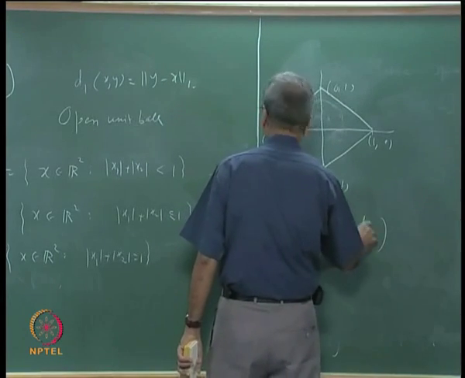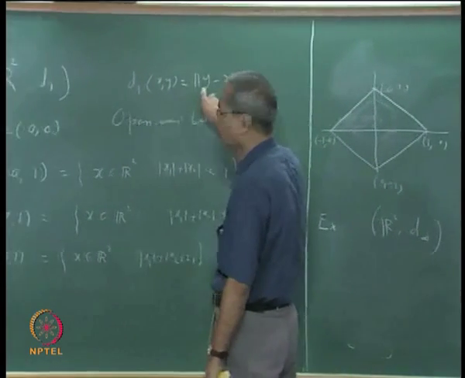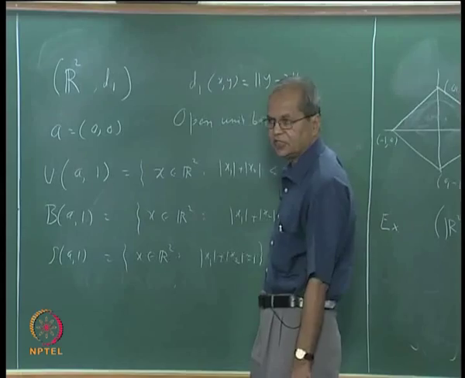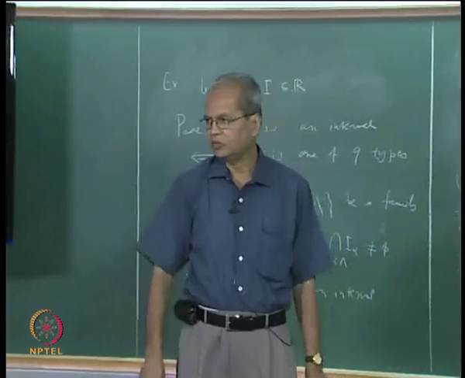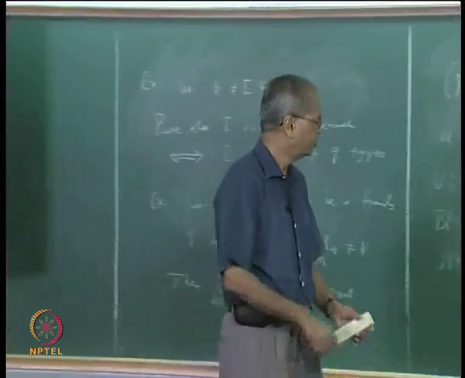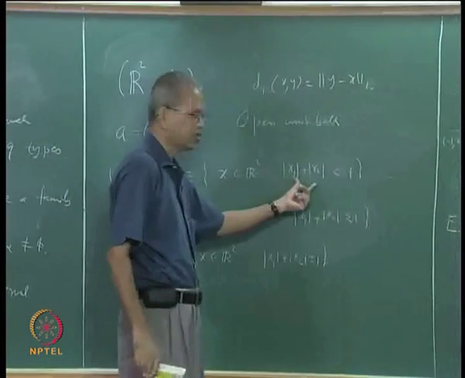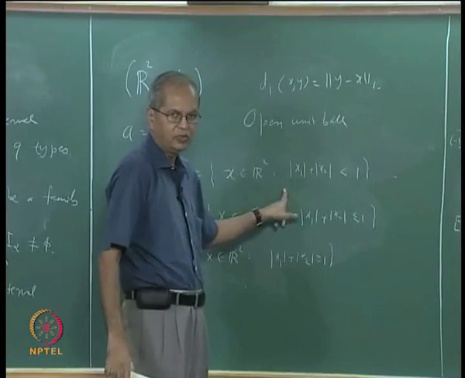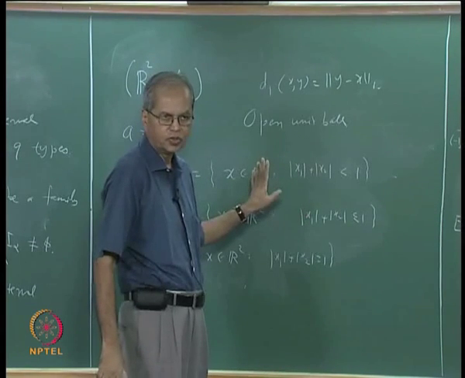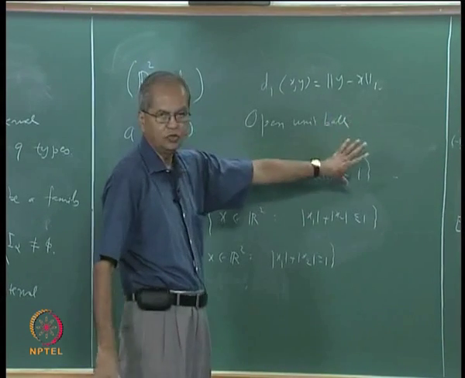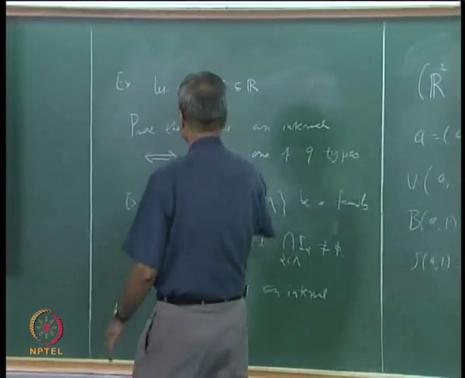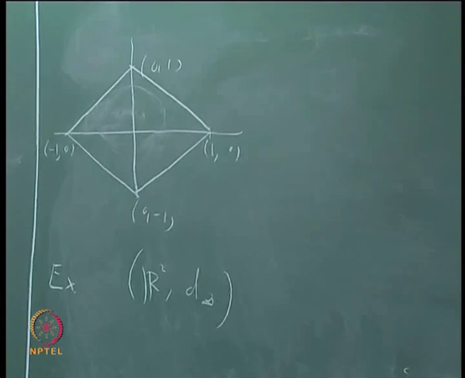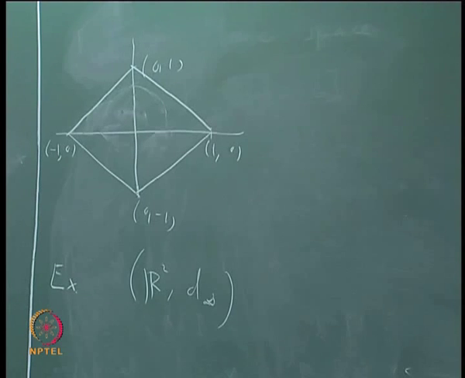What is d suffix infinity? Of course it is norm of y minus x suffix infinity, that is nothing but the maximum of mod y1 minus x1 and mod y2 minus x2. So what will be the changes here? Instead of mod x1 plus mod x2, you will get the maximum of mod x1 and mod x2. Then see how the whole thing looks like. That I will leave it to you as an exercise. We will just see one more example and then we will go to more general theory.